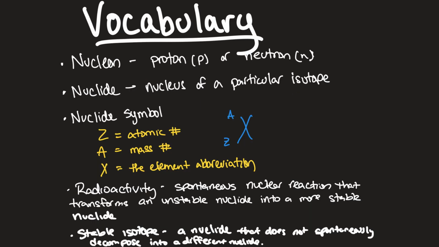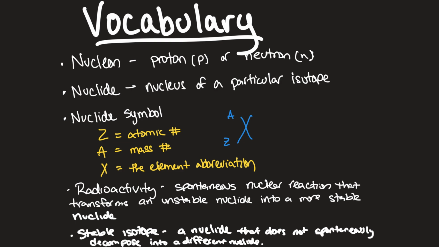So let's go through some important vocab terms. Nucleon is basically the subatomic particles of the nucleus, so your protons and your neutrons, these are your nucleons. Your nuclide is the whole entire nucleus of a particular isotope. So protons plus neutrons are your nuclide, while a nucleon is either a proton or a neutron, okay?